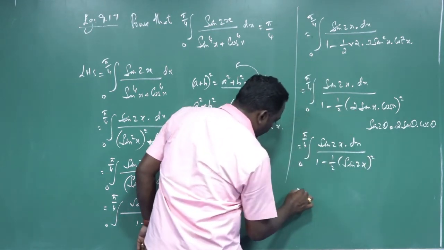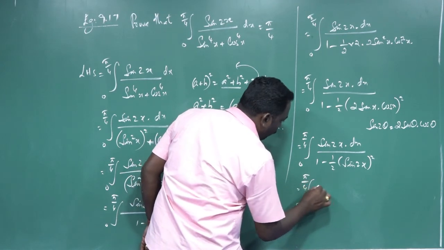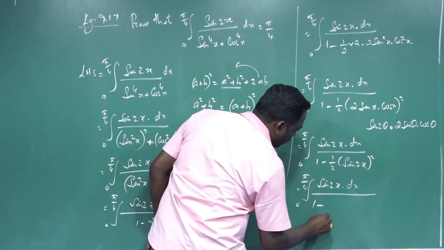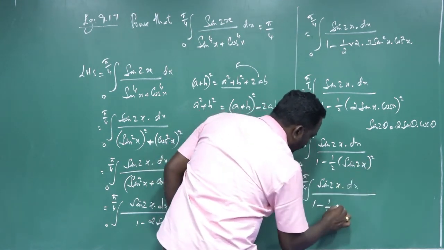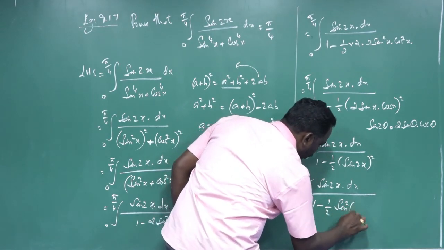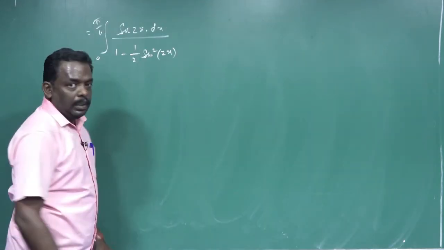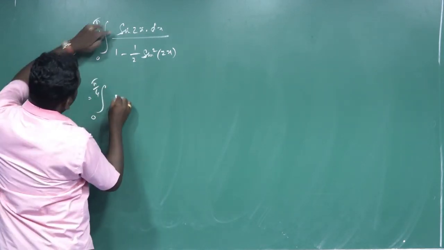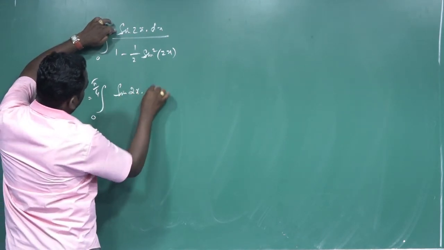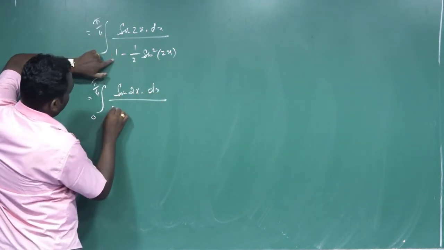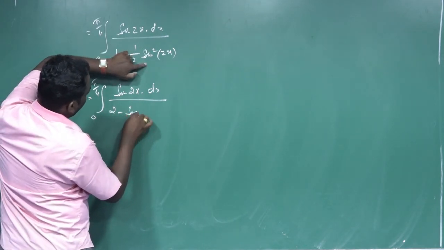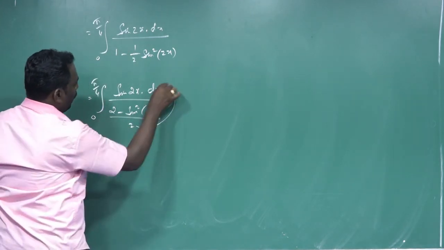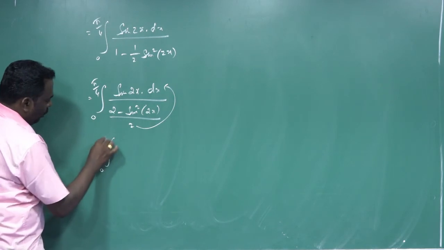Now get the square into the bracket, that is equal to integral 0 to pi by 4 sin 2x dx by 1 minus 1 by 2, the square will come inside the bracket as sin square 2x. The next line, just taking common denominator, is equal to integral 0 to pi by 4 sin 2x dx also. Take multiplication, 2 minus sin square 2x by 2. The 2 goes to the numerator.